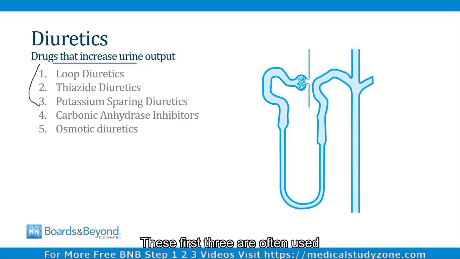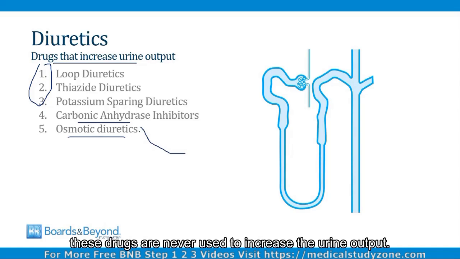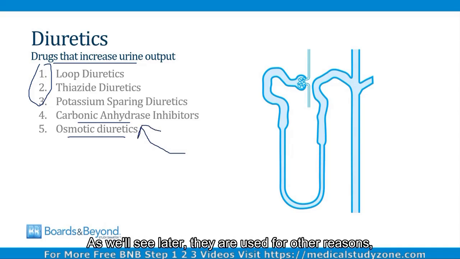These first 3 are often used to increase the urine output in patients so that they will have a clinical benefit. The last 2 types of diuretics, carbonic anhydrase inhibitors and osmotic diuretics, are never used to increase the urine output. They just happen to have that effect. As we'll see later, they are used for other reasons, and the fact that they increase the urine output is just sort of an additional effect.